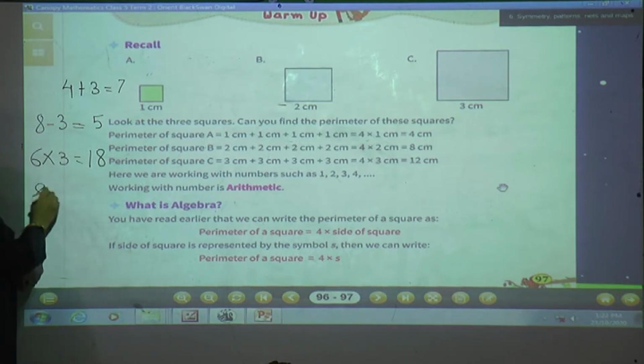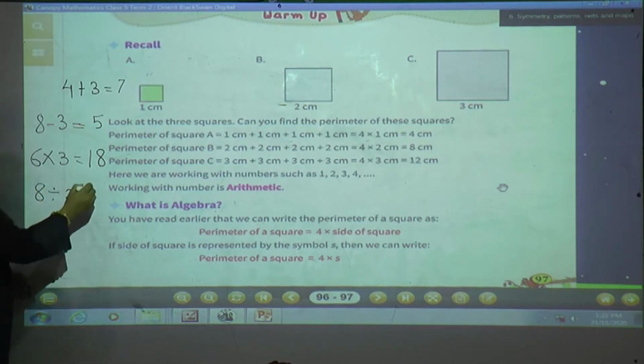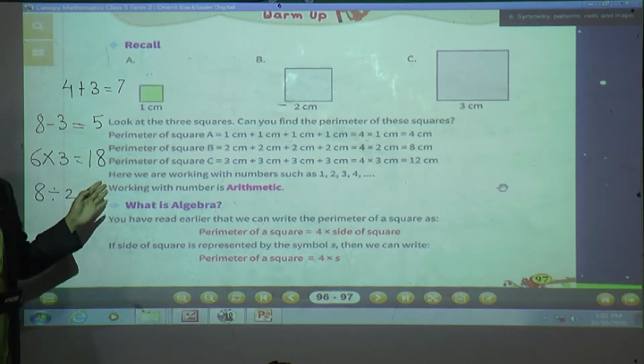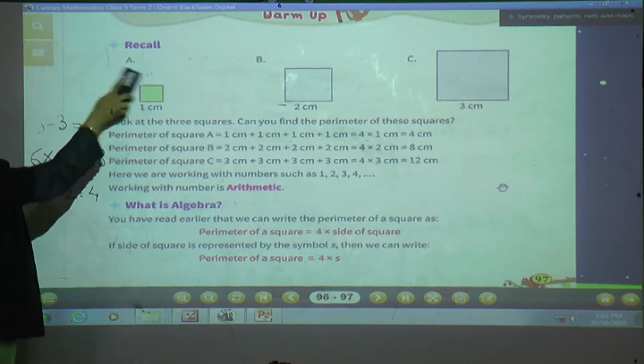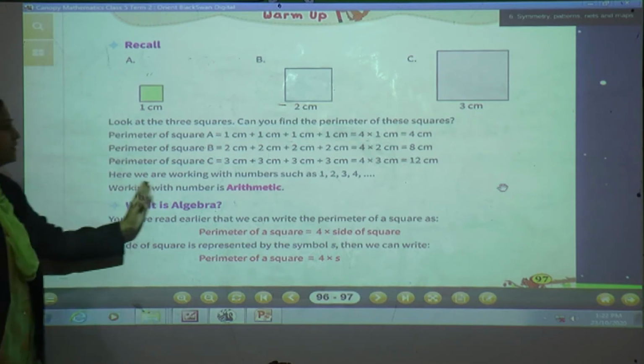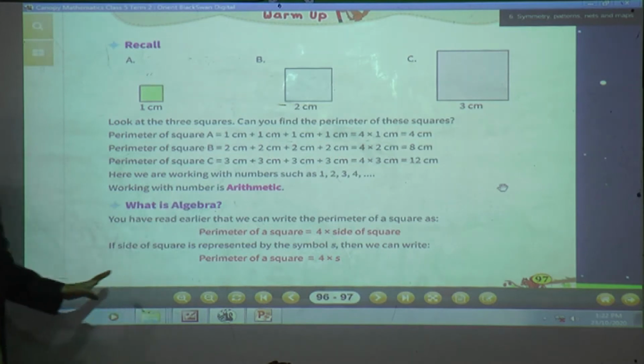And divide 8 by 2. So, the answer is 4. Very good. So, that means when numbers are combined by operations, we are doing arithmetic. Okay. So, all of you understood what is meant by arithmetic? Yes, working with numbers, that is arithmetic.